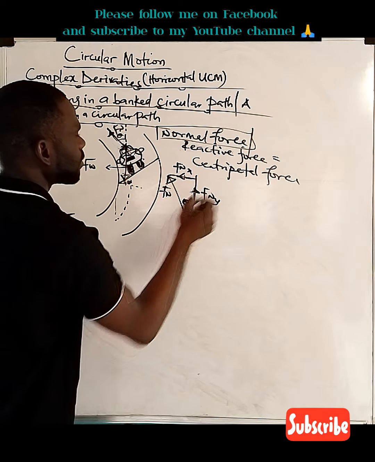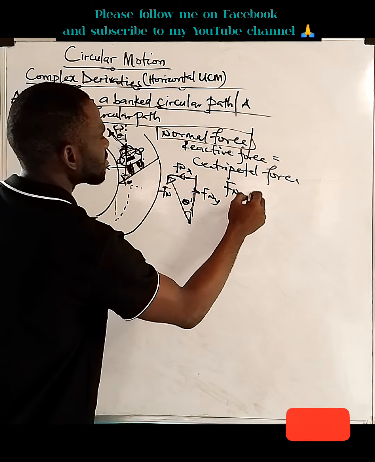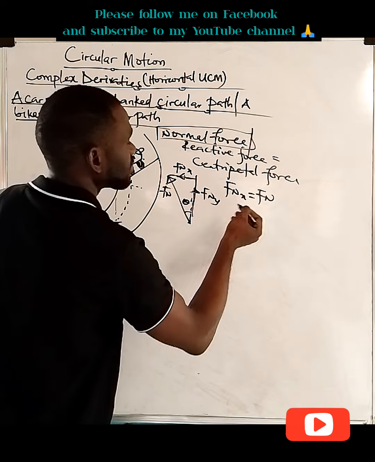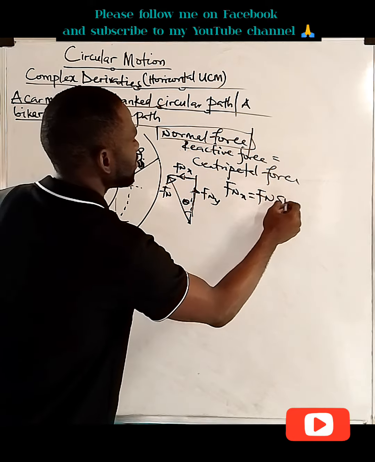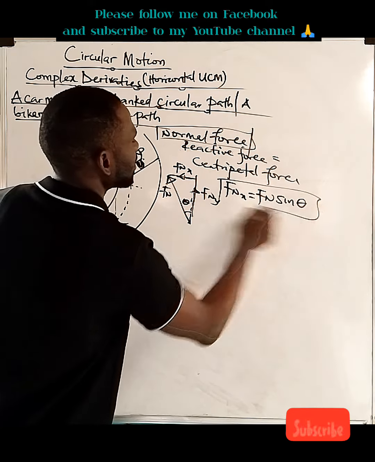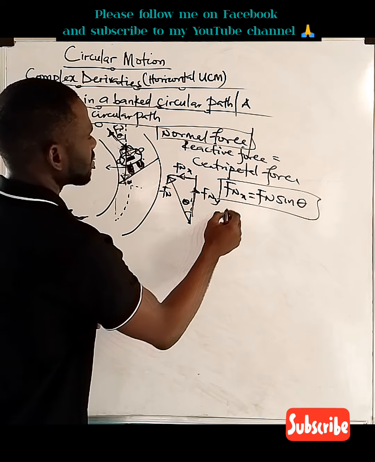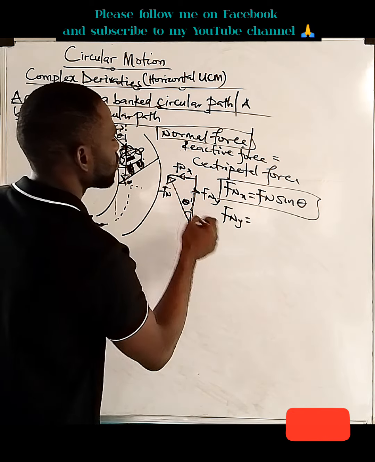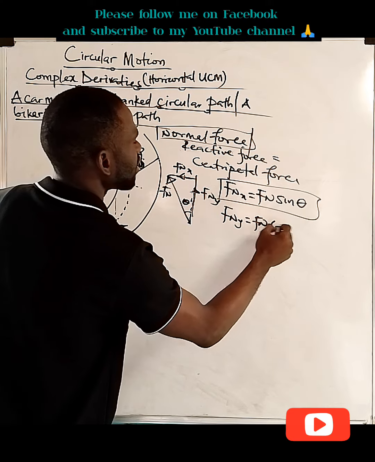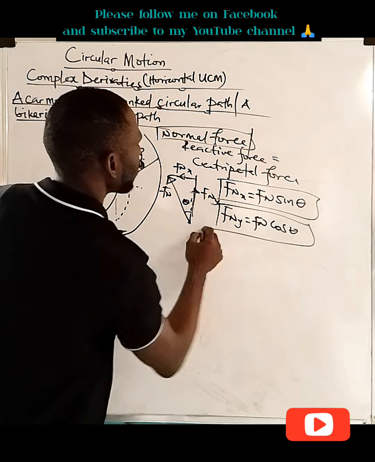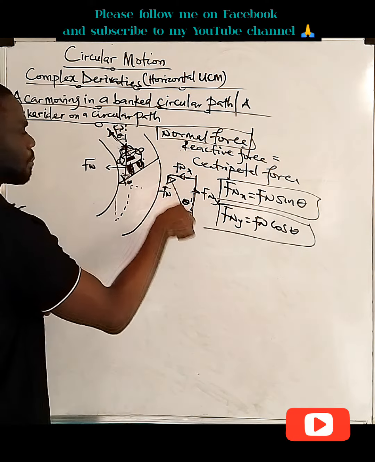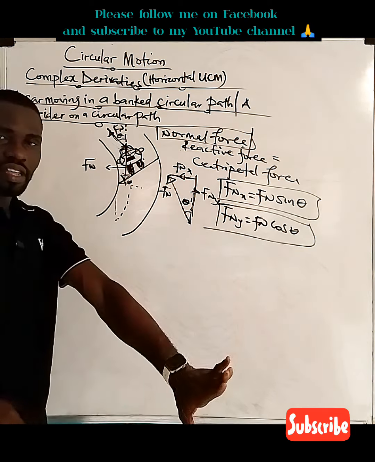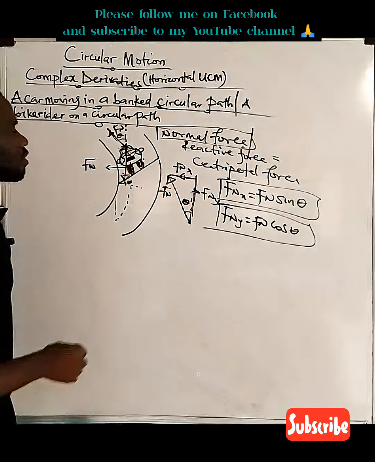So what do we have here? Opposite over hypotenuse. So the normal force along the x-axis is normal force times sine theta. And the normal force along the y-axis is normal force times cos theta. So, very important: opposite over hypotenuse is sine, adjacent over hypotenuse is cosine. So we have this set out. As simple as that.